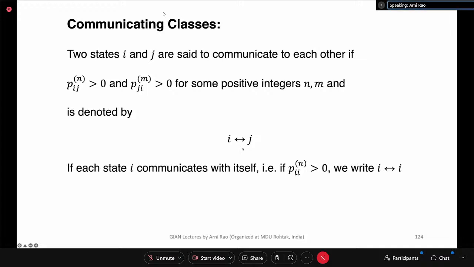There is some probability to reach i to j and some probability to reach j to i, in some time steps; m and n could be the same or different. If i to j in n time steps and j to i in m time steps have positive probability, we say i and j communicate with each other. Two states communicating means there is a probability to transition between them. We formulated the transition matrix the other day, with P00 and other entries. If each state i communicates with itself, then we write i to i. That's what it means.